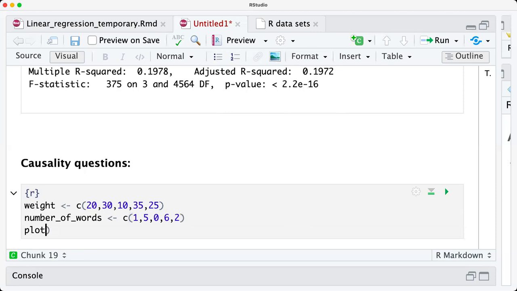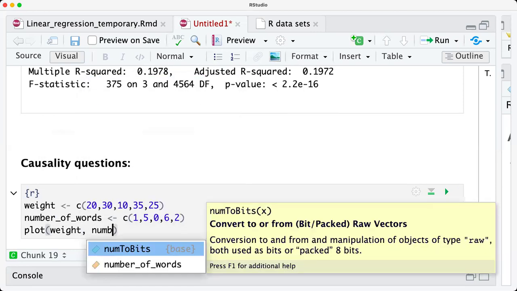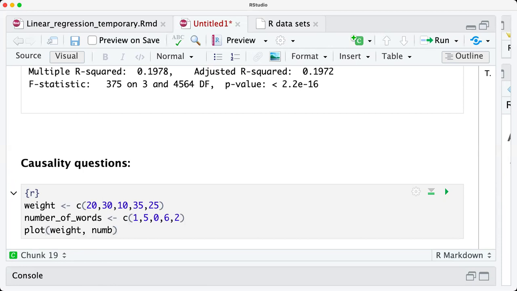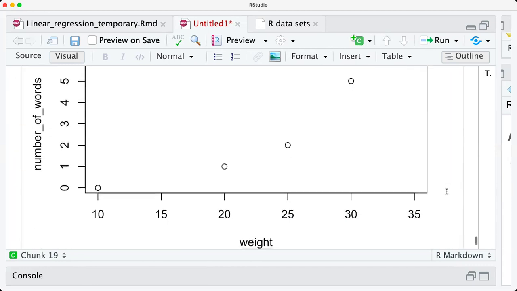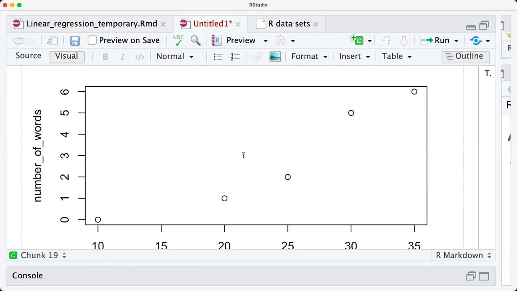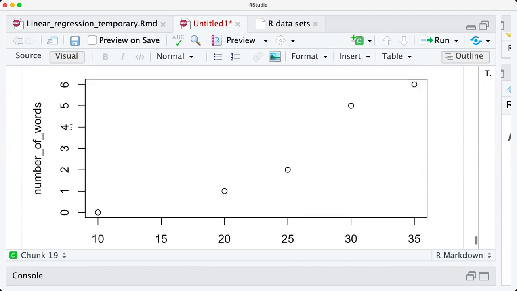And we plot them. Assume we are taking some children and we are measuring their weight and the number of words they know. We obtain a picture of this kind, where you see a trend. You see that the weight seems to influence the number of words. Do you think this kind of picture is possible? Do you have some idea of how to explain it?